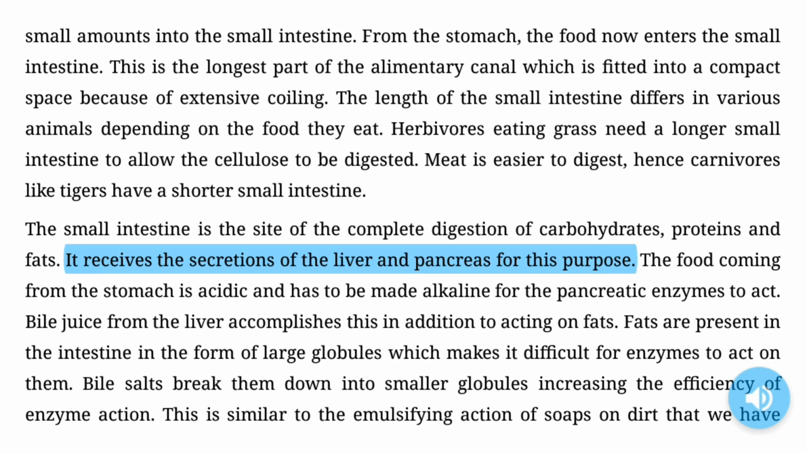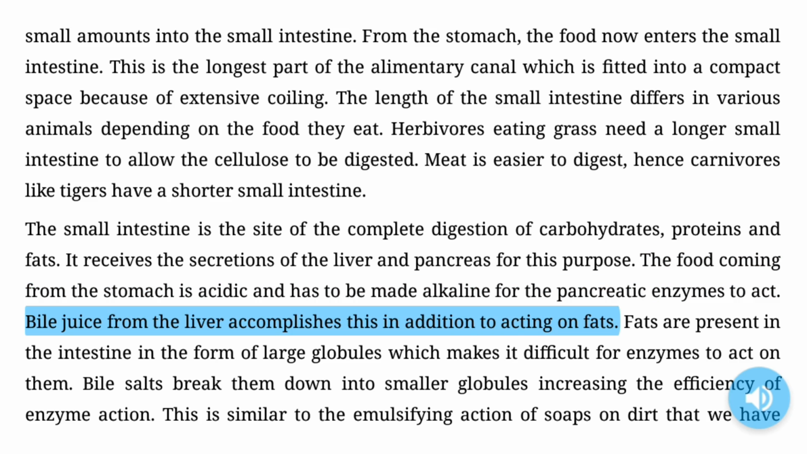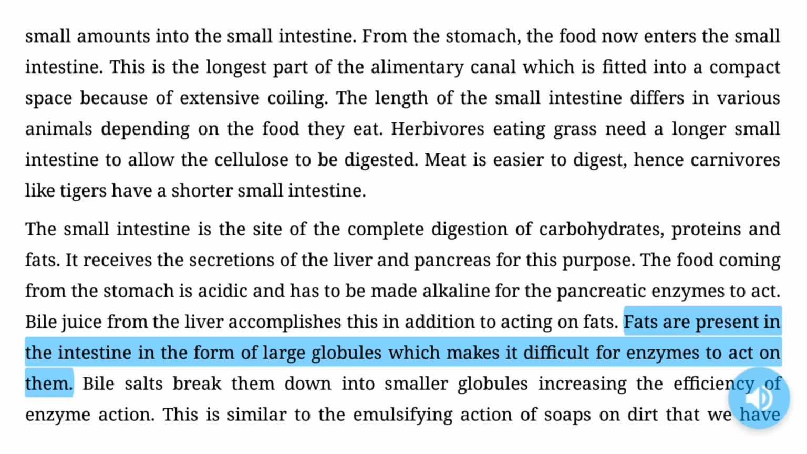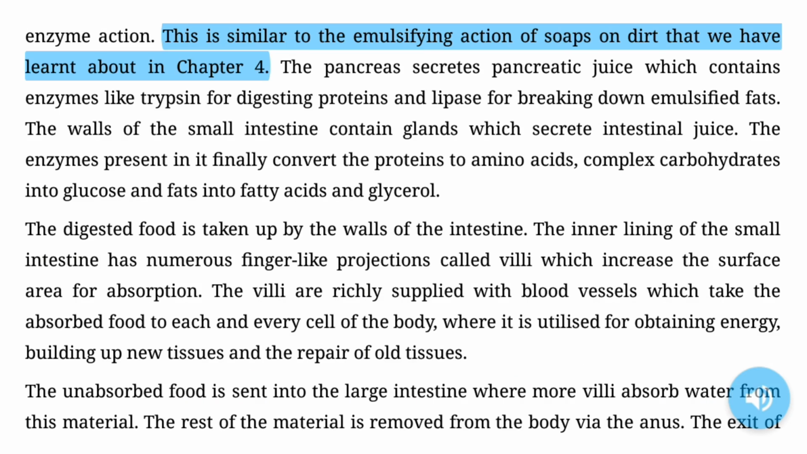It receives the secretions of the liver and pancreas for this purpose. The food coming from the stomach is acidic, and has to be made alkaline for the pancreatic enzymes to act, while juice from the liver accomplishes this in addition to acting on fats. Fats are present in the intestine in the form of large globules, which makes it difficult for enzymes to act on them, while salts break them down into smaller globules, increasing the efficiency of enzyme action. This is similar to the emulsifying action of soaps on dirt that we have learnt about in Chapter 4.